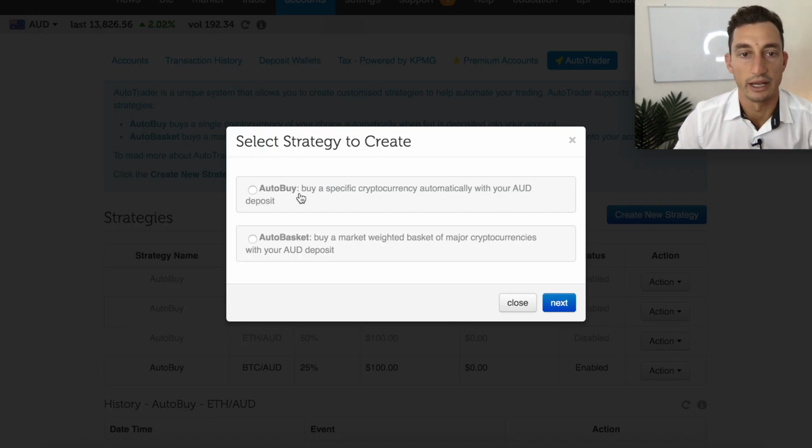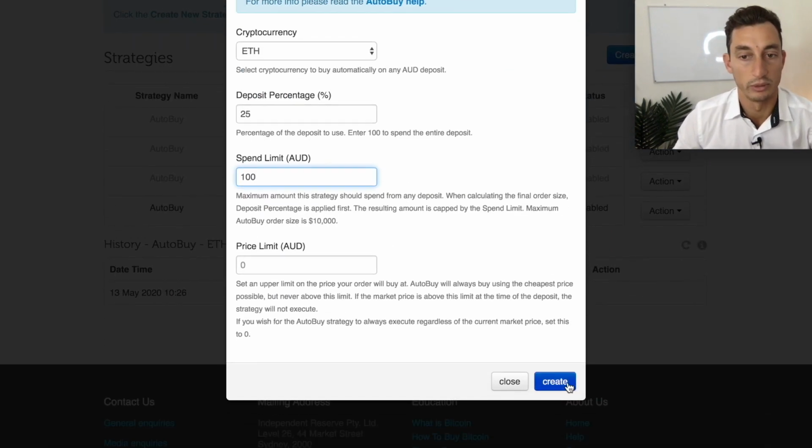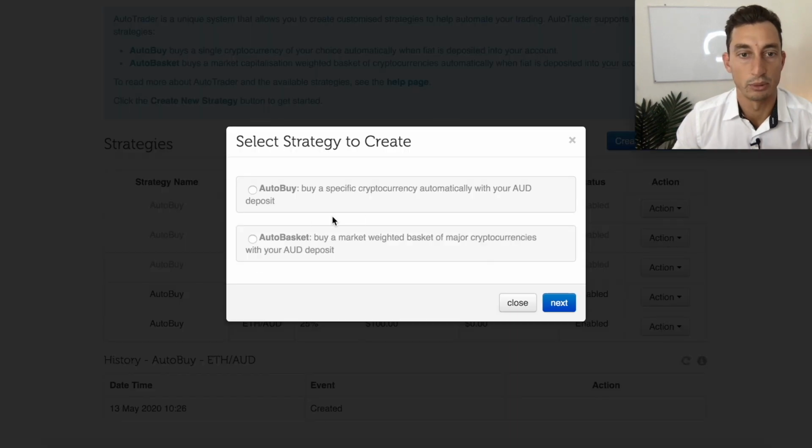Create new. As you can see, it's a pretty straightforward process. And I'm just clicking through these super fast. 25%, spend limit 100. We're going to keep buying Ethereum regardless. Let's put in the other 2.